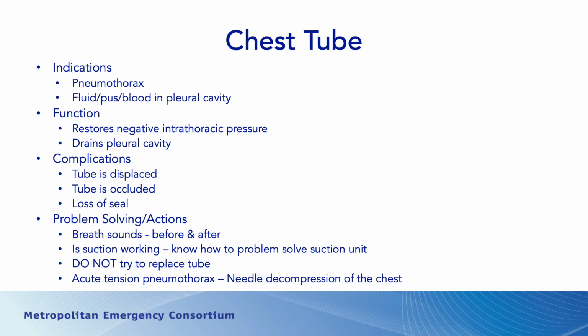Do not try to replace the tube or push the tube back in. However, if you think the patient's developed an acute complication such as an acute tension pneumothorax, you listen to the chest, there are other symptoms to suggest acute tension, put a needle into the chest to decompress the chest, and get the patient to the receiving hospital.